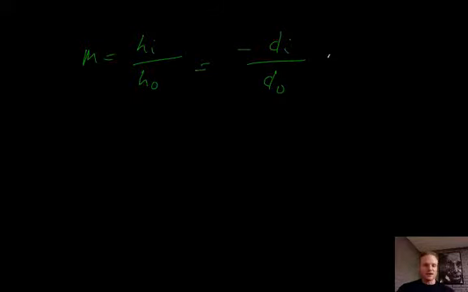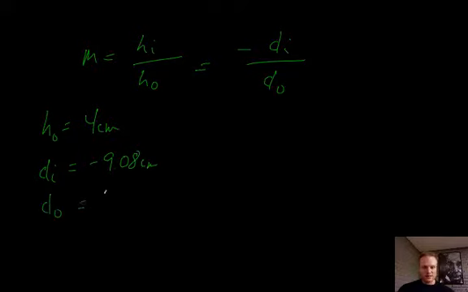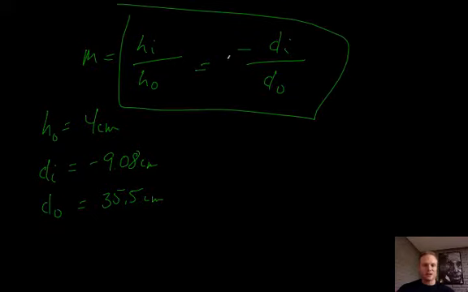So what do we know about this? Well, if we put down our information from the previous slide, we know that h sub o is 4 centimeters. We know that the di is negative 9.08 centimeters. And we know that the distance for the object was 35.5 centimeters. So I'm basically going to plug numbers into this portion of the equation and solve for hi. That's what I want to know. What is the height of the image? So let's throw those numbers in there, shall we?